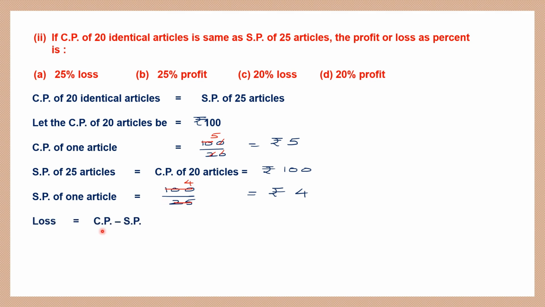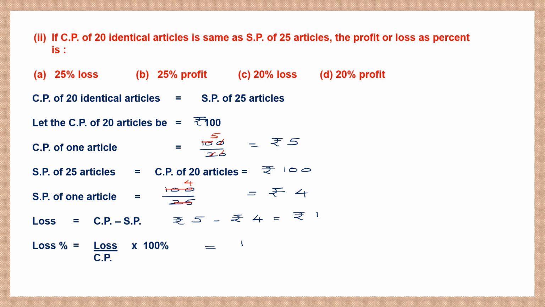So the loss will be cost price minus the selling price. That is 5 rupees minus 4 rupees. That means the loss is 1 rupee. Now we've been asked to find the loss percent. The formula is loss divided by cost price into 100%.